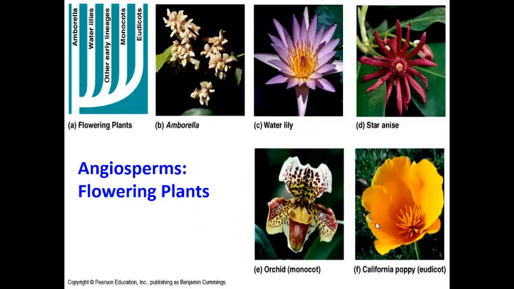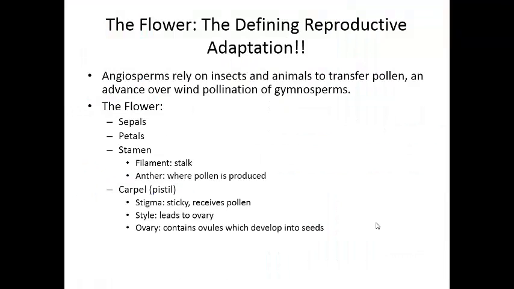Here we see the flower, which is going to be the reproductive structure of an angiosperm. We're going to look at flower structure. Remember that angiosperms have an advantage over gymnosperms in terms of transferring the pollen from the male reproductive structure to the female reproductive structure. Angiosperms are going to utilize insects and animals to transfer the pollen instead of just using wind to transfer the pollen like you see in gymnosperms.